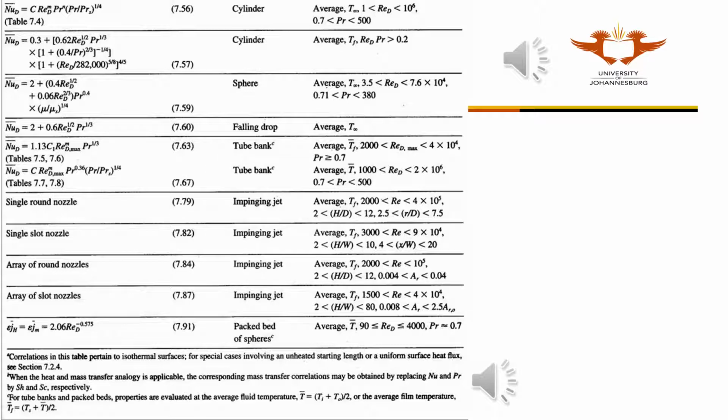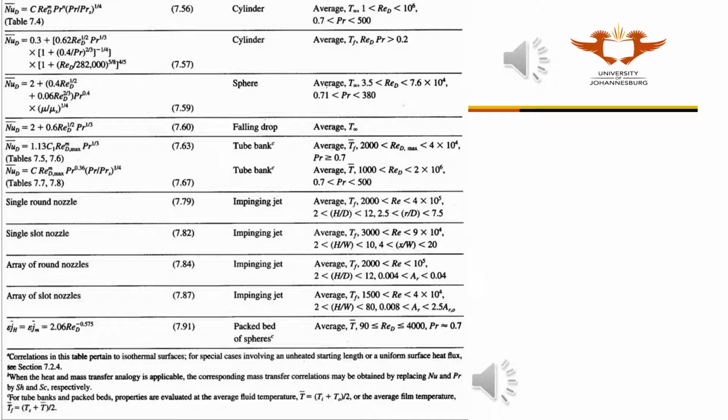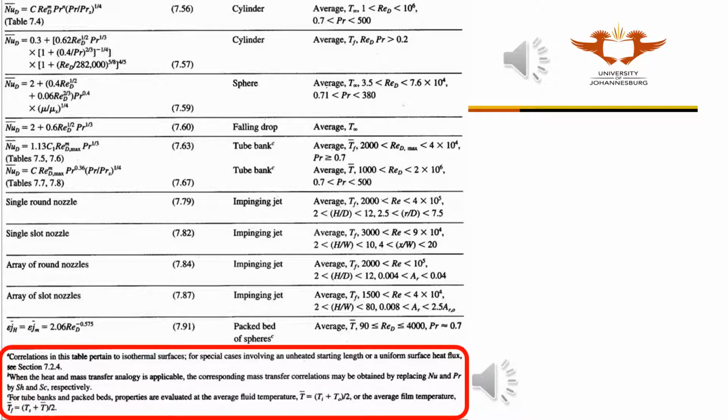More correlations are presented in this slide, including those for cylinders, spheres, and tube banks. You should read the fine print of the table. For the one correlation, you should use the average temperature, not the film temperature. Note that the surfaces for these correlations are at a constant temperature.